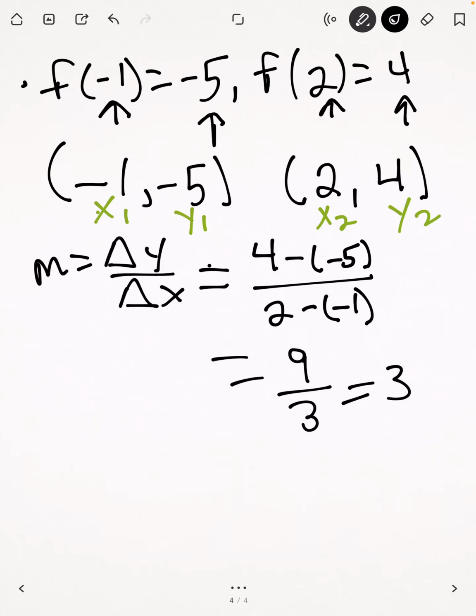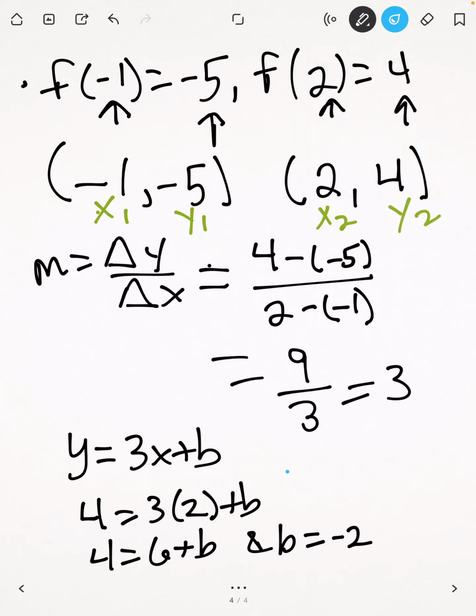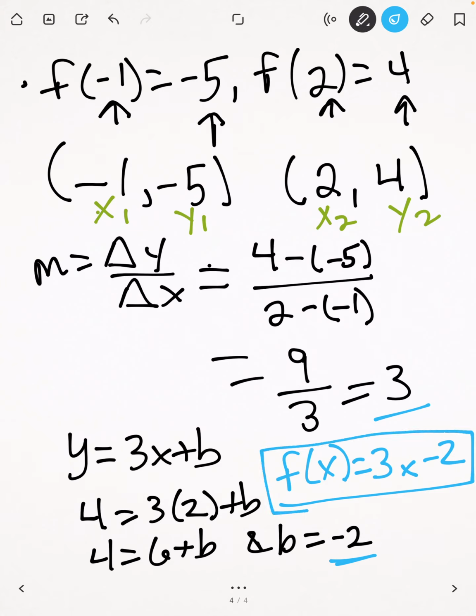Now we have y equals 3x plus b, and we can pick either of our points. We'll use our second point since both of those are positive. So y is 4 equals 3 times 2 plus b. So 4 equals 6 plus b, and b equals negative 2. If we put all of that together, we have our function f of x equal to m, our slope, x plus our b, which is negative 2. That's how we would write that linear function.